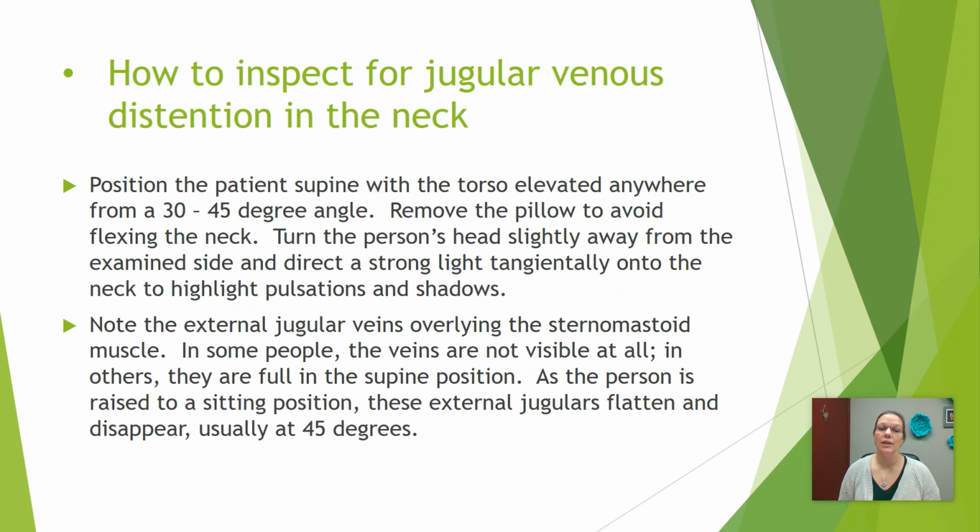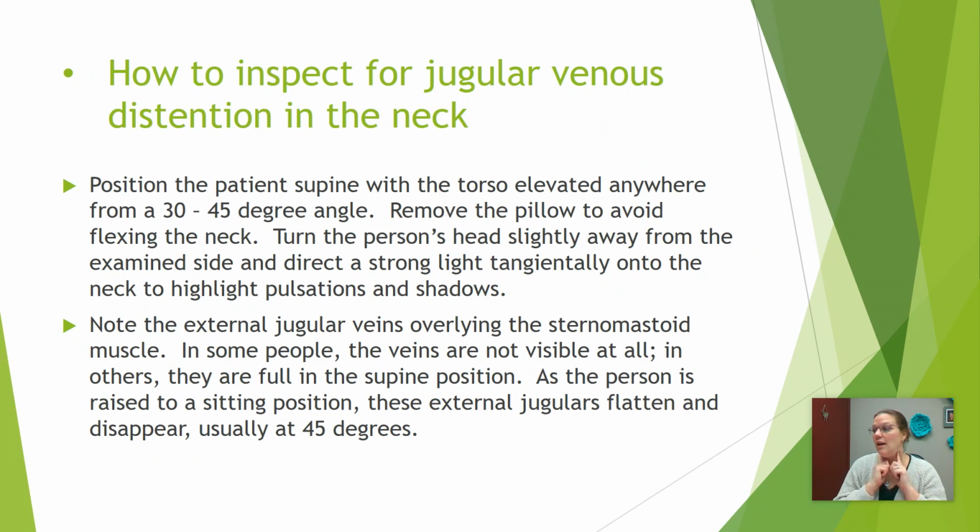You're going to note the external jugular veins overlying the sternocleidomastoid muscle, which attaches to the top of the sternum here and behind the ear, or is that in front? I think in front. Note, in some people, those veins are not visible at all, and then in others, they are full in the supine position. So as a person is raised to a sitting position, the external jugulars should flatten and completely disappear, usually at 45 degrees. That's why you can't assess for jugular venous distension when a person is lying flat.